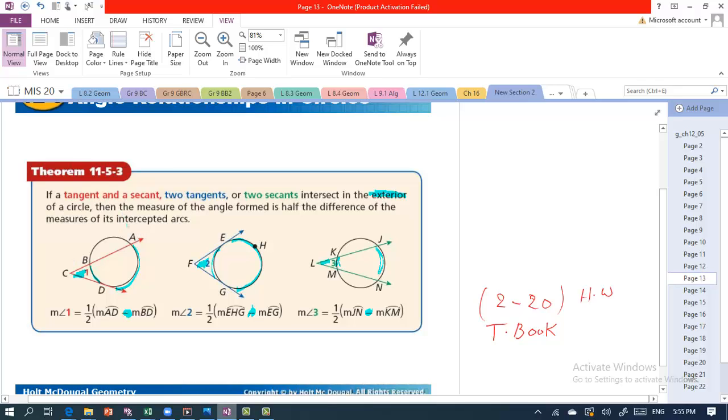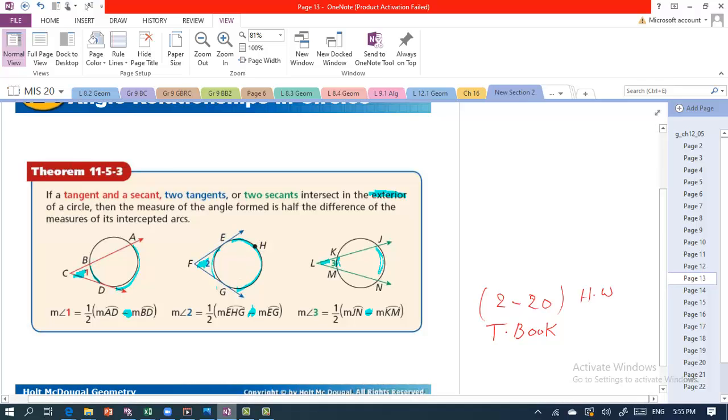Here the intercepted arcs are AD and BD. So we say the big one minus the small one, AD minus BD, half of that is equal to the measure of angle 1. Similarly, angle 2 is half of the difference.